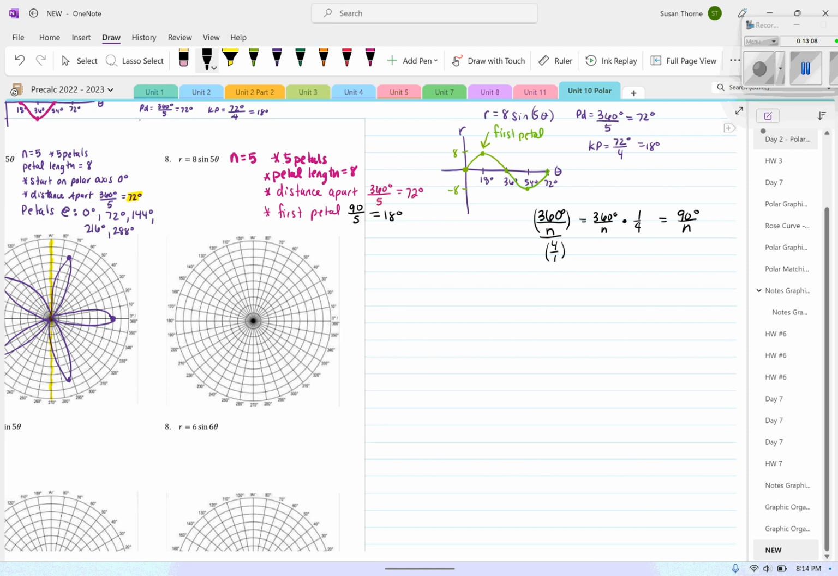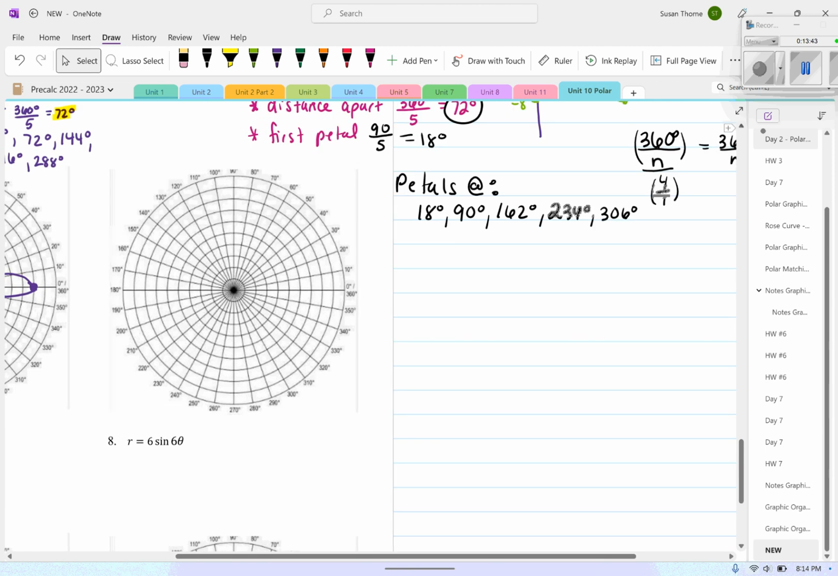So that tells us where our first petal is at. And then from there, we're just going to be adding 72 degrees. So we have petals at 18 degrees, which is the first one. The next one would be adding another 72, so 90 degrees. Then after 90, add another 72 degrees to that, and you get 162. Then add another 72 to that, you get 234 degrees. Add another 72 to that, and you get 306 degrees.